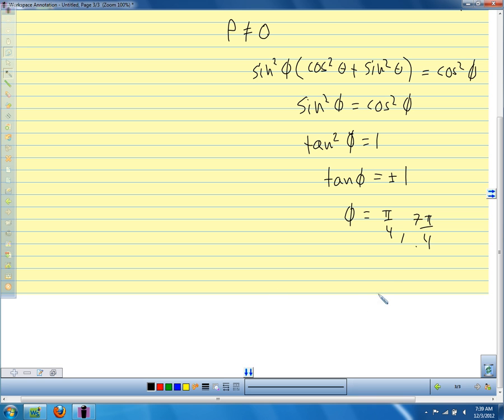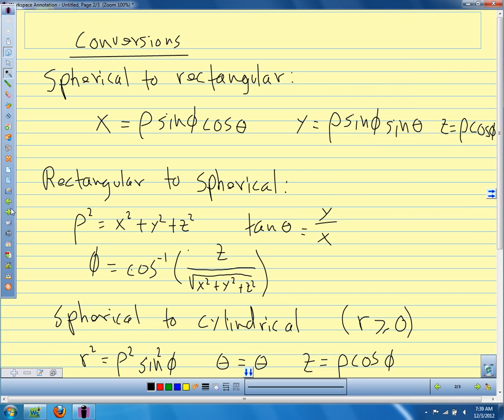Questions on that conversion? Mr. Beaver, can you go back to your notes really quick? Yes. Before? Should the top one be rectangular or spherical and the second one be spherical or rectangular? Use the top one when we were going to spherical. Did I label them wrong? Spherical to rectangular?